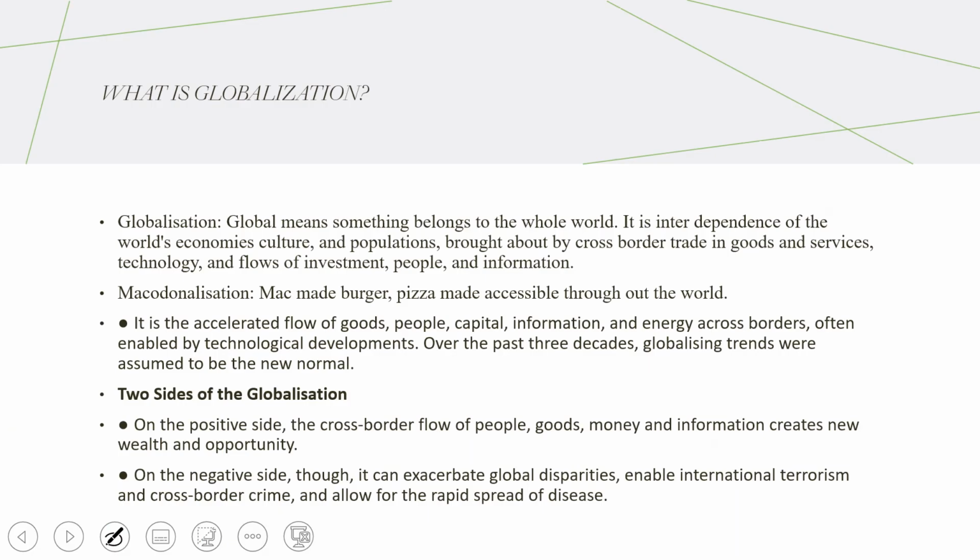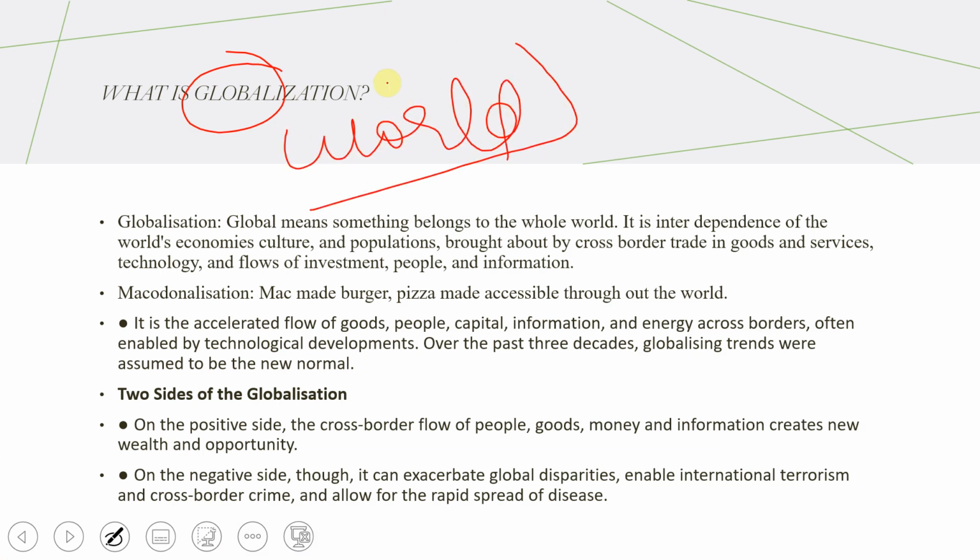Moving ahead. So what do you understand by globalization? Globalization, as the word means, global, it means what? World. It is talking about the world. The whole world is connected through it. It means that a term belongs to each and every person of the world, and all are interconnected. That is the meaning of globalization in layman's terms. Global means something belongs to the whole world.